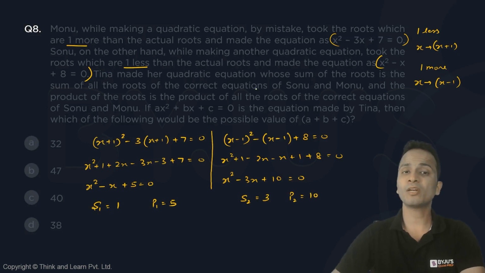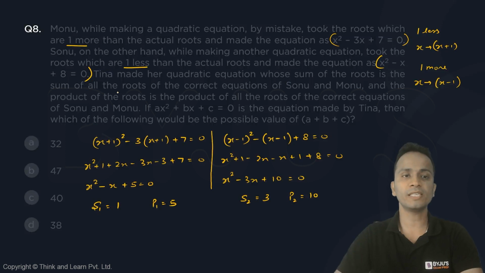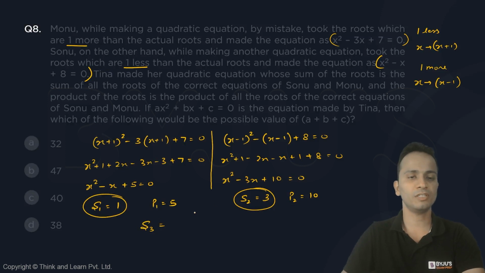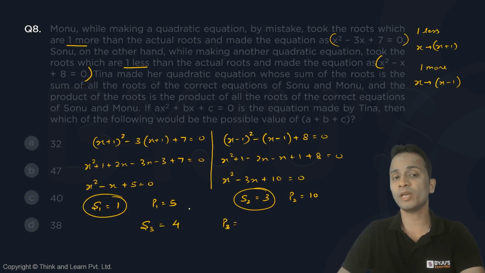Now Tina made her quadratic equation whose sum of the roots is the sum of all the roots of the correct equations of Sonu and Monu. So for Tina, the sum of the roots, I'll call it S3, is equal to 1 plus 3, which is 4. And the product of the roots is the product of the roots of both the equations made by Sonu and Monu. So it will be 5 into 10, that is 50.